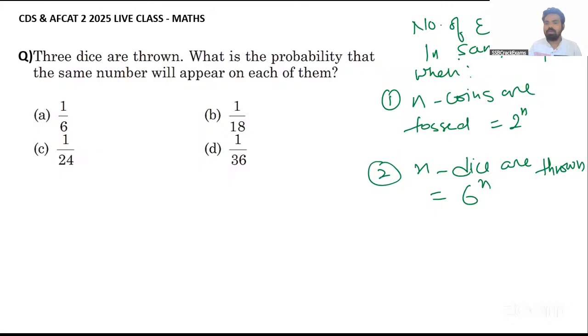Okay. So the number of elements in sample space when n coins are tossed is 2 raised to power n, and the number of elements in sample space when n dice are thrown is 6 raised to power n, or n times a dice. So it is really the same either way.